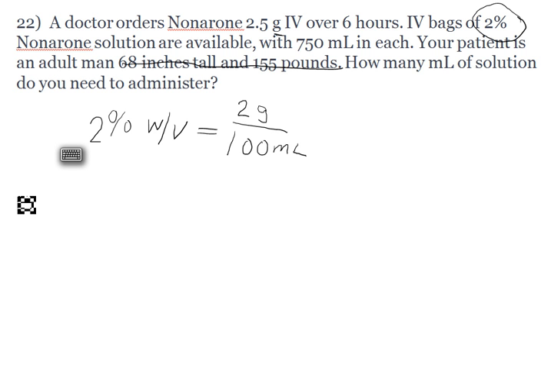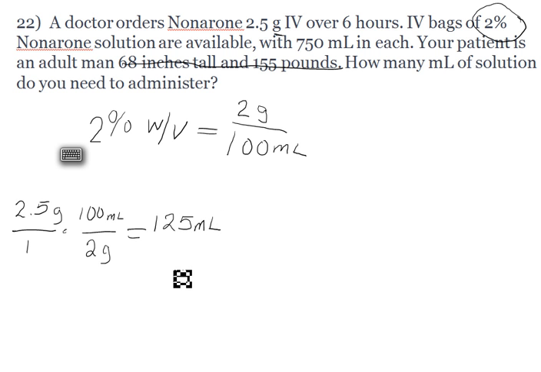So the one way I can solve this problem is to set up dimensional analysis. So I set up 2.5 grams as my doctor's order, and I put that over 1. I want grams to cancel, so I put 2 grams in the denominator and I put 100 milliliters in the numerator. And I do my math, so 2.5 times 100 divided by 2, and I come up with 125 milliliters is the amount that I should administer.